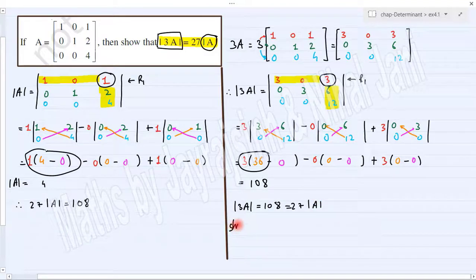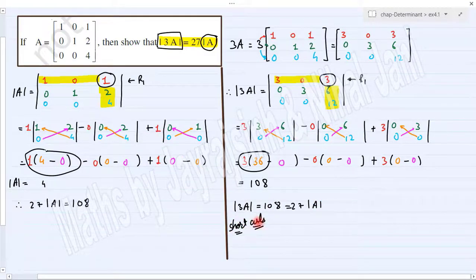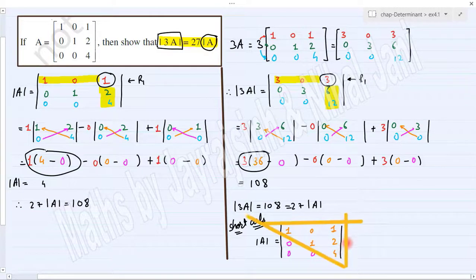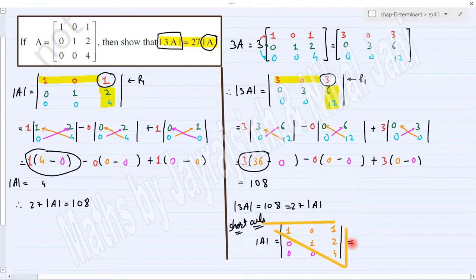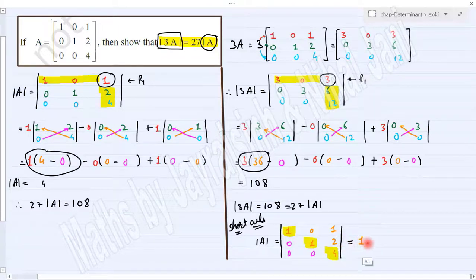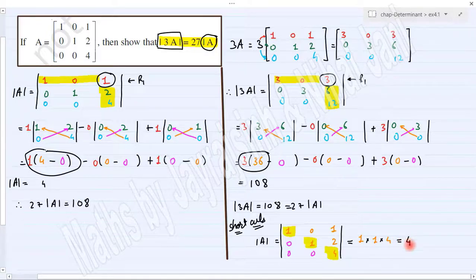Now, if we talk about some shortcuts, you should consider that A is an upper triangular matrix, and its determinant can be easily found by multiplying its principal diagonal elements. So we just have to multiply this 1 into 1 and 4. So you will get 4, which we got in the example. Use this shortcut for a quicker result. So ta-da!